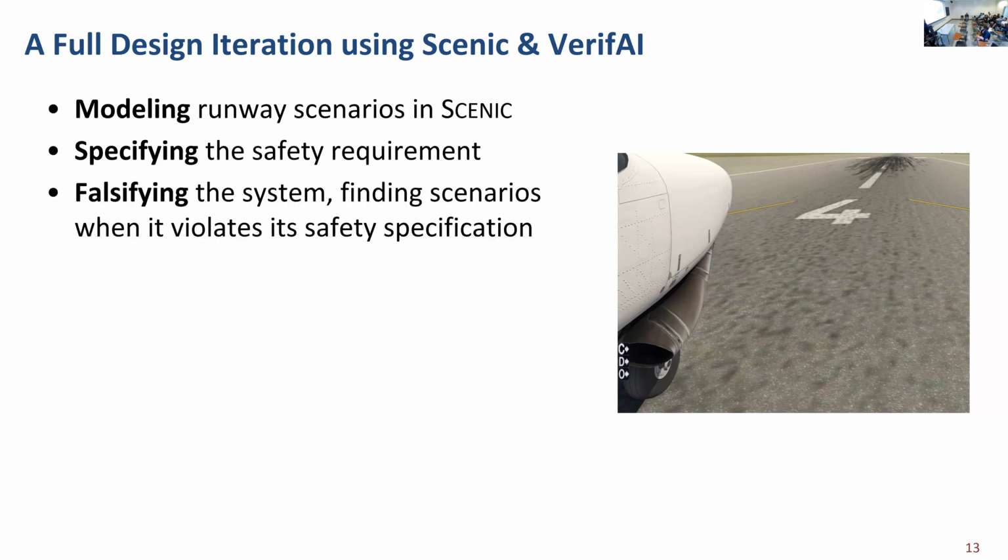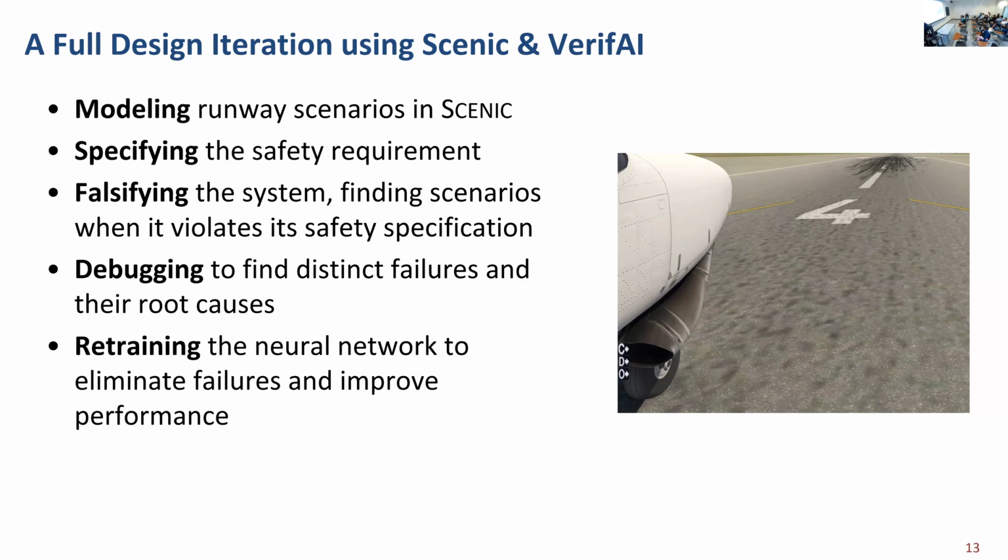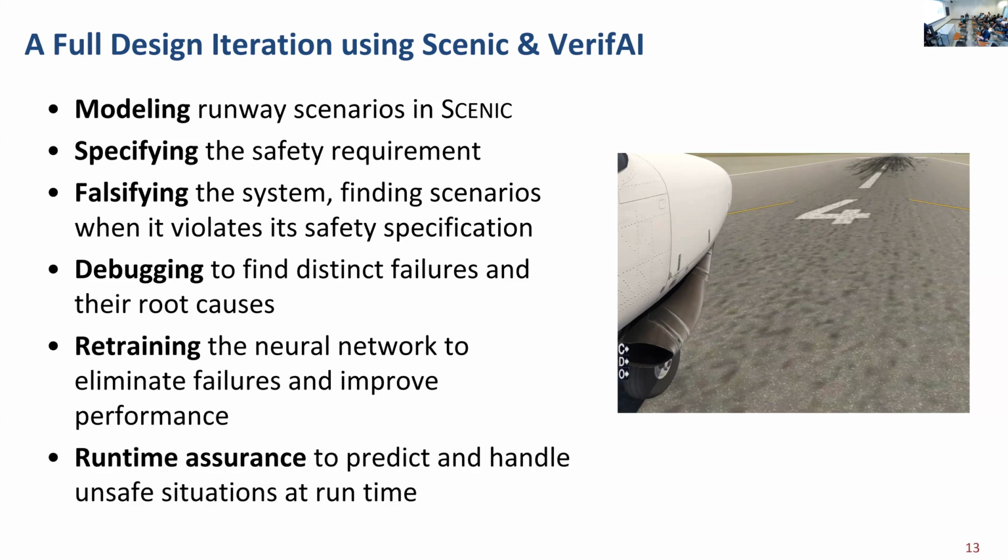and then run falsification, which, if you're not familiar with this, is essentially goal-directed search for input scenarios, concrete scenarios, that will cause the system to violate its safety specification. Once it violates the safety specification, we want to do some debugging to find what the failures were due to. So we do some analysis and root causing, and then use that analysis to retrain the neural network, eliminate those failures, and improve its overall safety and performance. Then this process can iterate for a little bit.